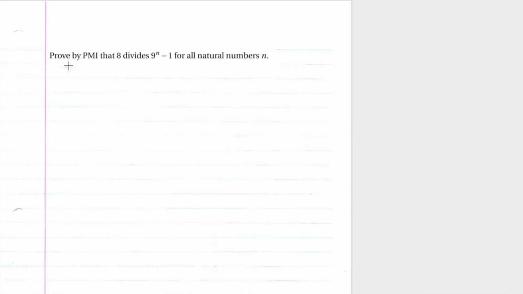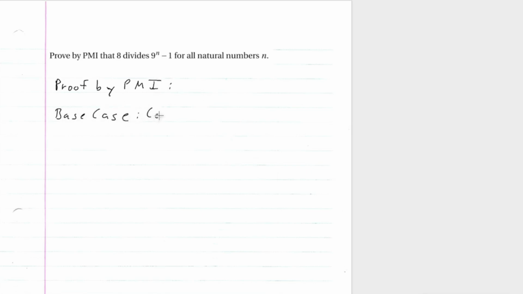All right, we're going to prove by the principle of mathematical induction that 8 divides 9 to the n minus 1 for all natural numbers n. Okay, so let's go ahead and start this proof by PMI. So we're going to do the base case first.